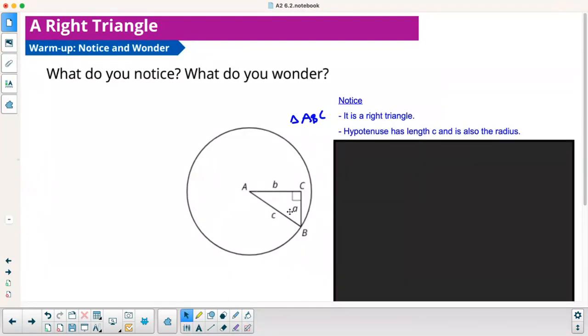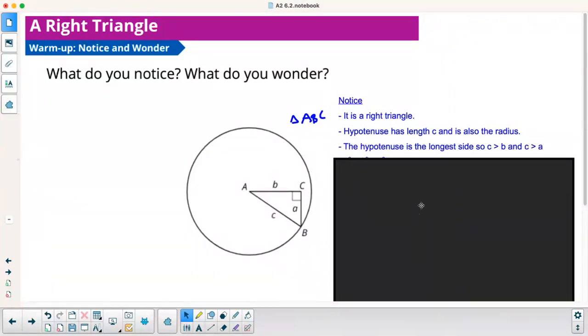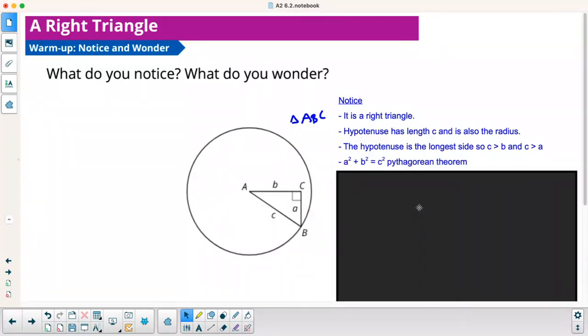The hypotenuse of the right triangle has length C, and it's also the radius of the circle. The hypotenuse is the longest side, so C has to be greater than A and B, because these are called legs. The Pythagorean theorem would apply to this triangle: A squared plus B squared equals C squared, so it's always leg squared plus leg squared equals hypotenuse squared.